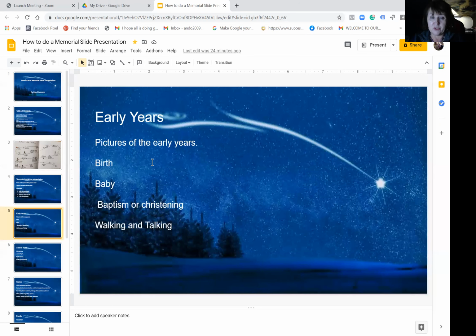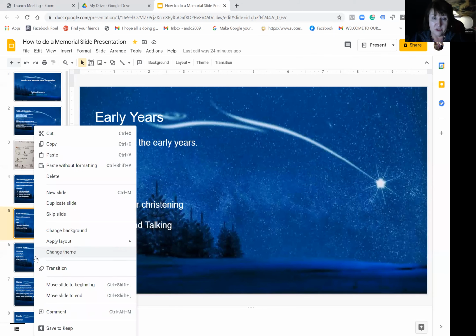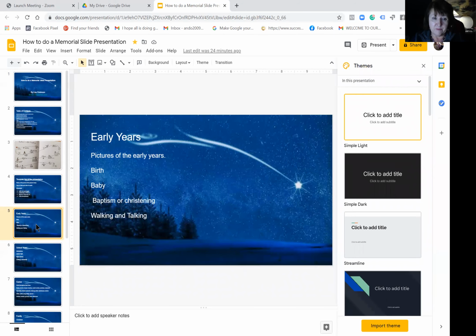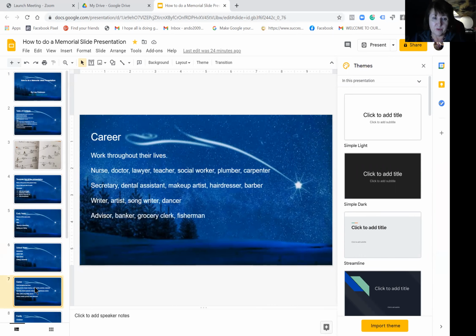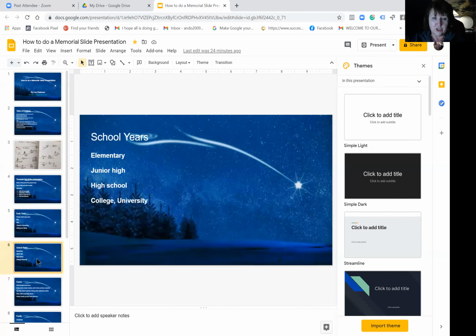The next thing you'll want to do is get pictures of the early years, the birth years, baby years, baptism, walking and talking, all those kinds of things. You'd like to set that up maybe on one slide. And then the school years would be after that, like elementary, junior high, high school, and college. If you have all those pictures, that'd be really good to have in there as well.